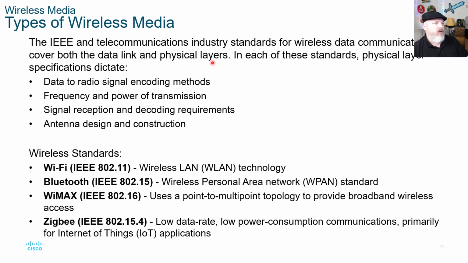The IEEE and telecommunications industry standards for wireless data communications cover both data link and physical layers. In each of these standards, physical layer specifications dictate data to radio signal encoding methods, frequency and power transmission, signal reception and decoding requirements, and antenna design. Wi-Fi is governed by IEEE 802.11, Bluetooth is 802.15, WiMAX is 802.16, and Zigbee is 802.15.4. That's primarily for Internet of Things applications.